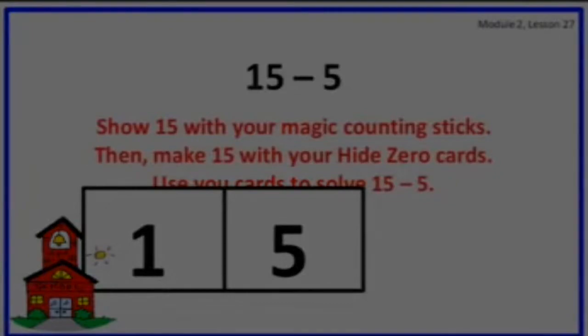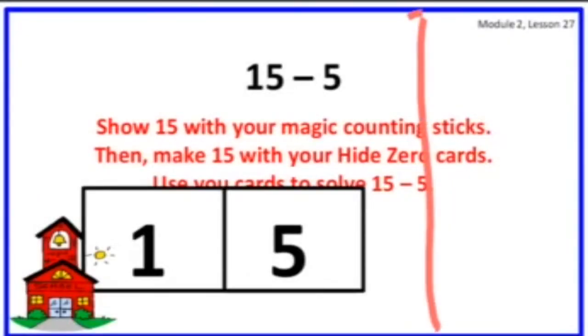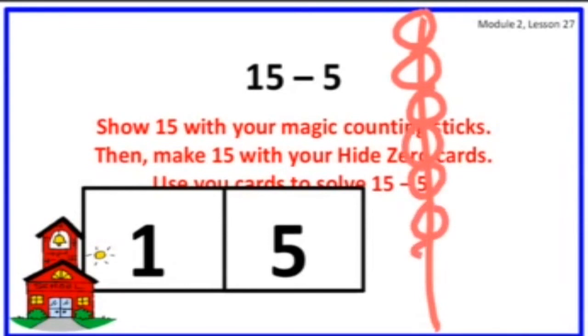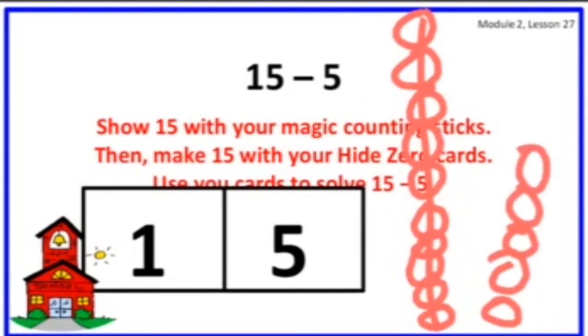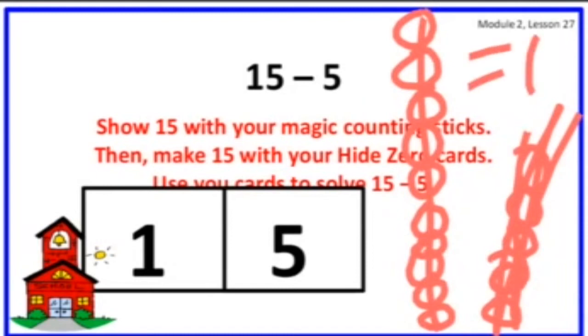So let's do that. We have our sticks. 1, 2, 3, 4, 5, 6, 7, 8, 9, and 10. And my how many ones? 1, 2, 3, 4, and 5. Cross out 5 because they said minus 5. So I'll cross out these 5. So how many is left? Just my ten. 1 ten. And that equals 10. Very good. Clap for yourself.